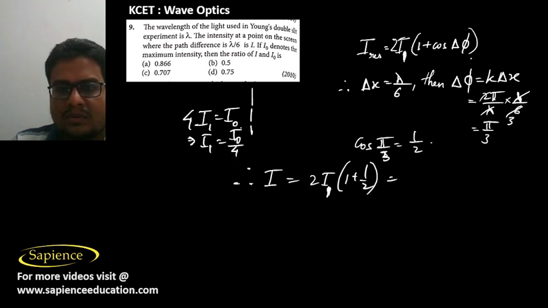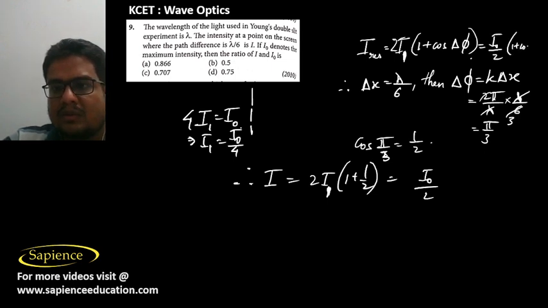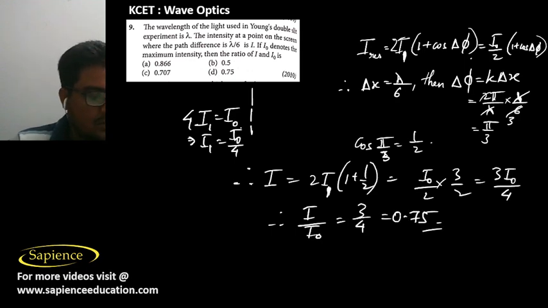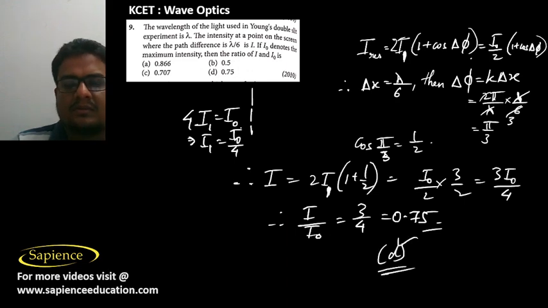So 2 I1 means I naught by 2. So I can also write I naught by 2 into 1 plus cos delta phi. So I naught by 2 into 3 by 2, it is 3 I naught by 4. So therefore the ratio of I and I naught is equal to 3 by 4, which is equal to 0.75. So option D is the correct answer.